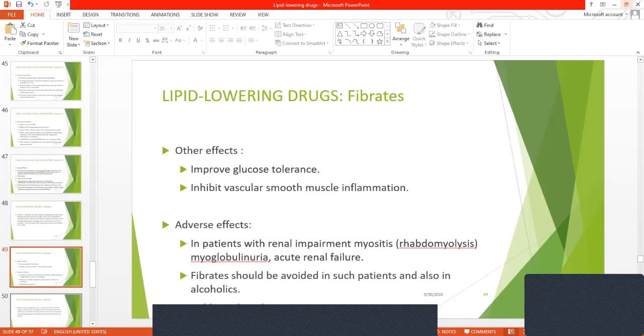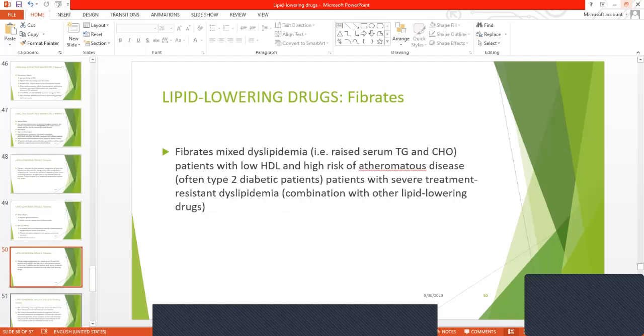They also improve glucose tolerance and inhibit vascular smooth muscle inflammation. These are useful in hypertriglyceridemias, in which VLDL predominate, and in dysbetalipoproteinemia. They may also be of benefit in treating hypertriglyceridemia that results from treatment with antiviral protease inhibitors.